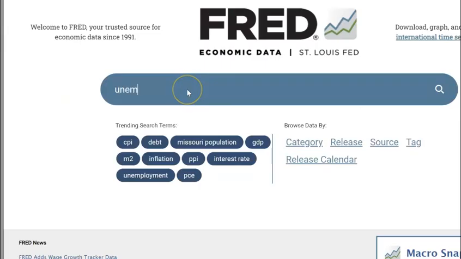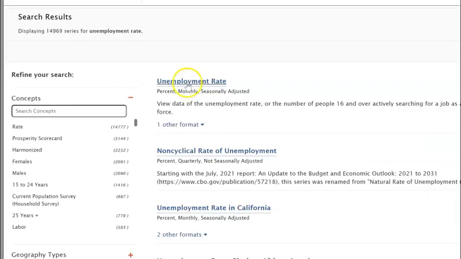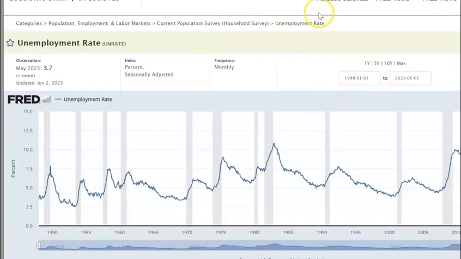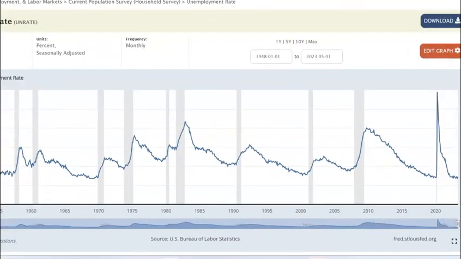So we can see, what does the unemployment rate look like in the US? And this is what it looks like. As we see, during recessions, the unemployment rate goes up.